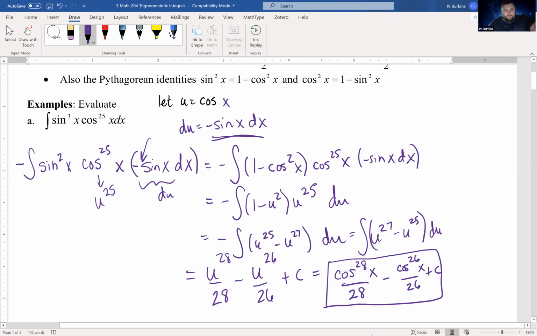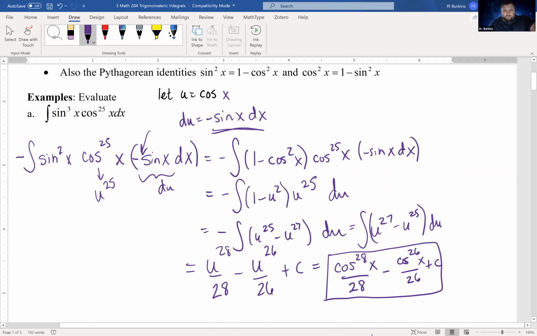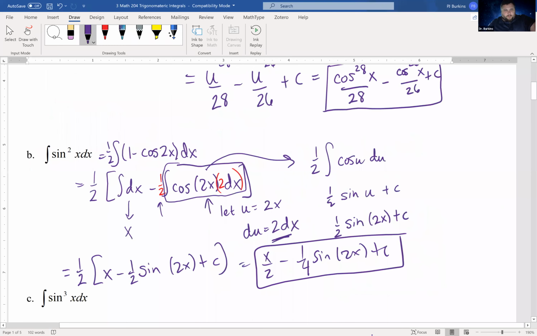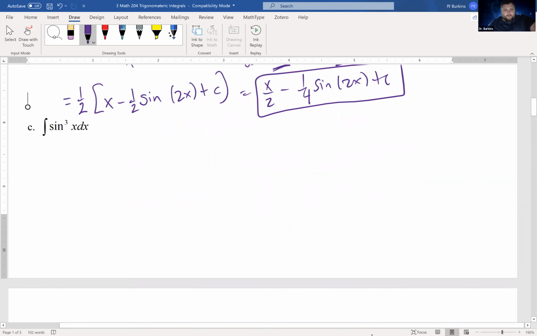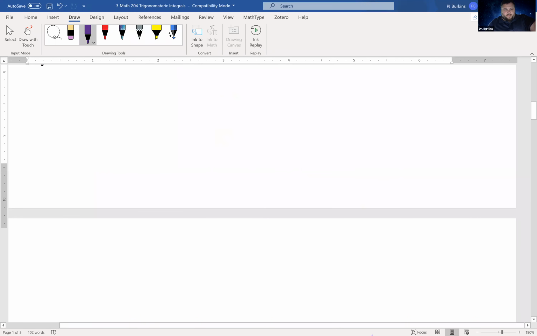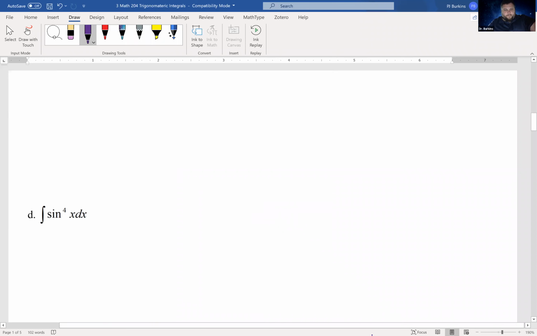All right, so this one we used Pythagorean. This one we used the power reducing. Let's see, which one of these do I want to do?